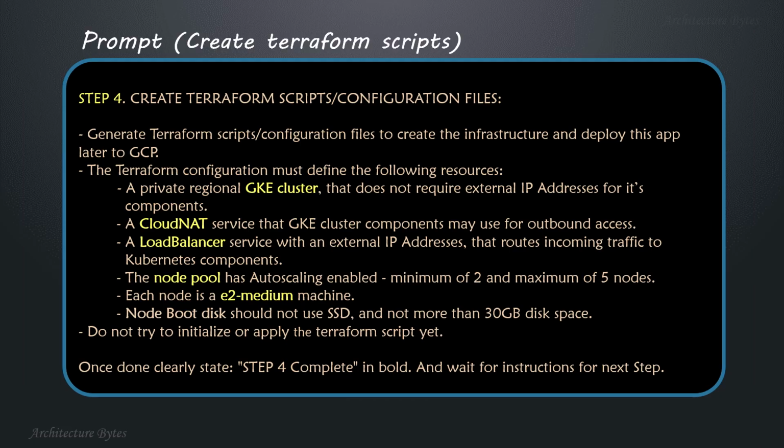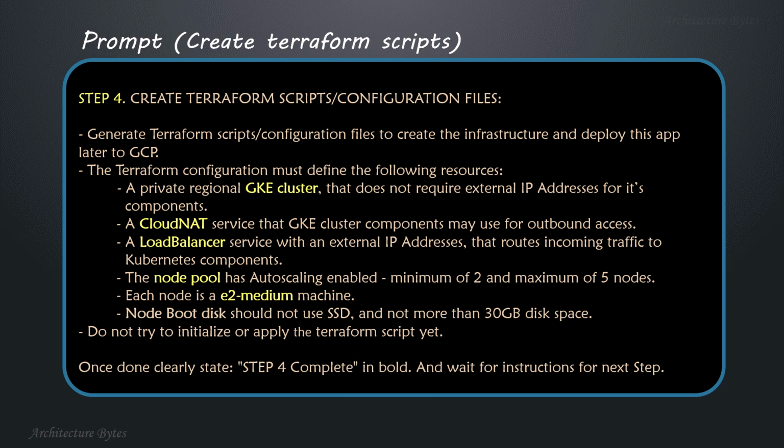Create Terraform scripts configuration files. Generate Terraform scripts configuration files to create the infrastructure and deploy this app later to GCP. The Terraform configuration must define the following resources: a private regional GKE cluster that does not require external IP addresses for its components, a cloud NAT service that GKE cluster components may use for outbound access, a load balancer service with an external IP address that routes incoming traffic to Kubernetes components. The node pool has autoscaling enabled, minimum of 2 and maximum of 5 nodes.